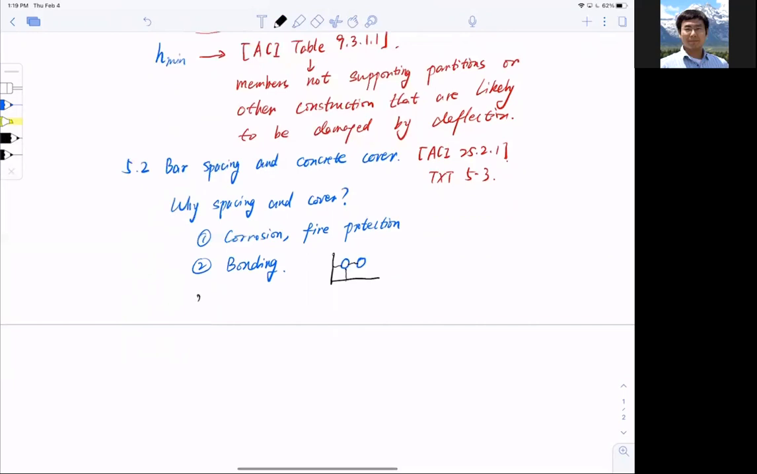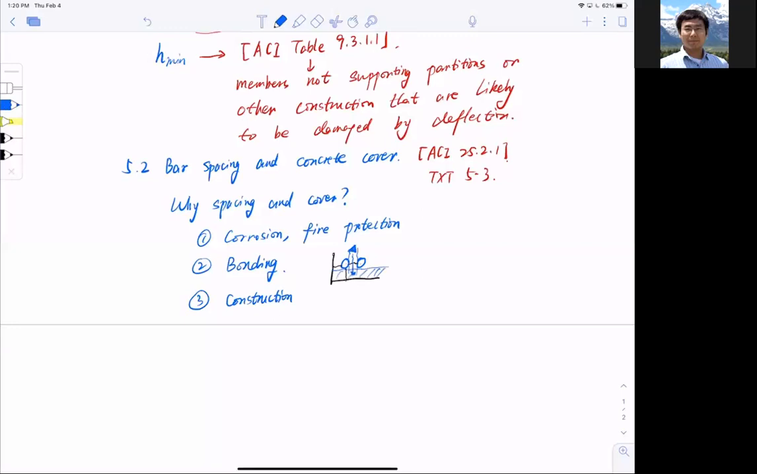Now the third issue is ease of construction. Why is that? Because for example, if I have bars here and I want to pour concrete in it, I need to make sure that I have enough spacing between the bars to allow my aggregates to go through, right? If I don't have any aggregates, you end up with just cement underneath the bar, so it'll be very weak.